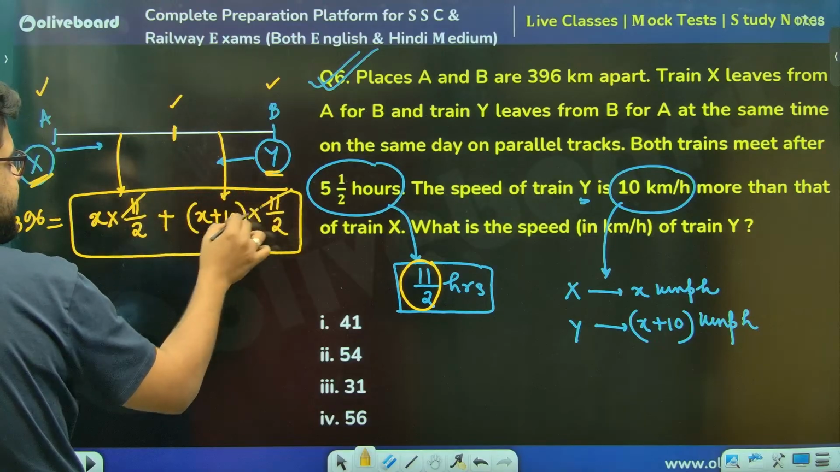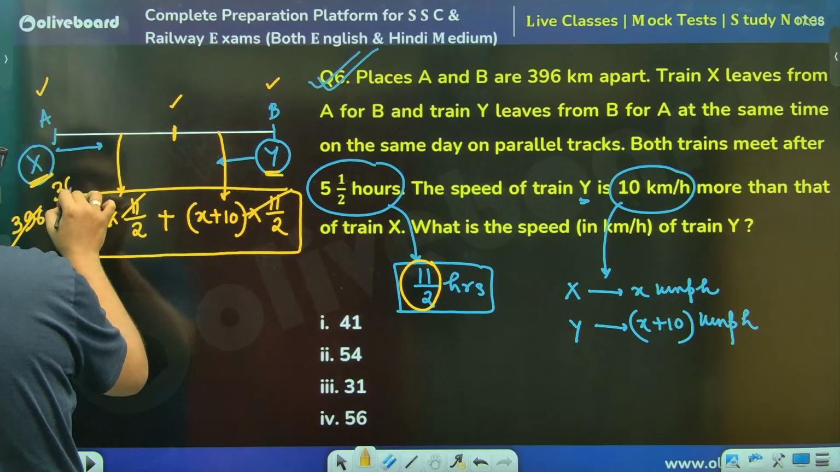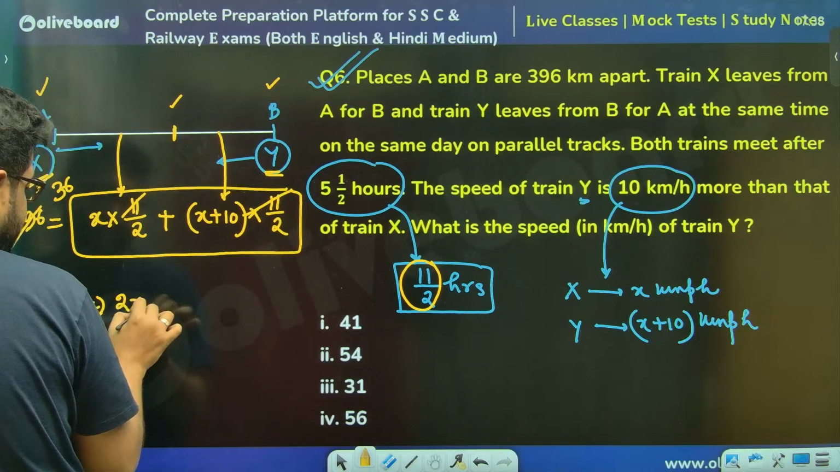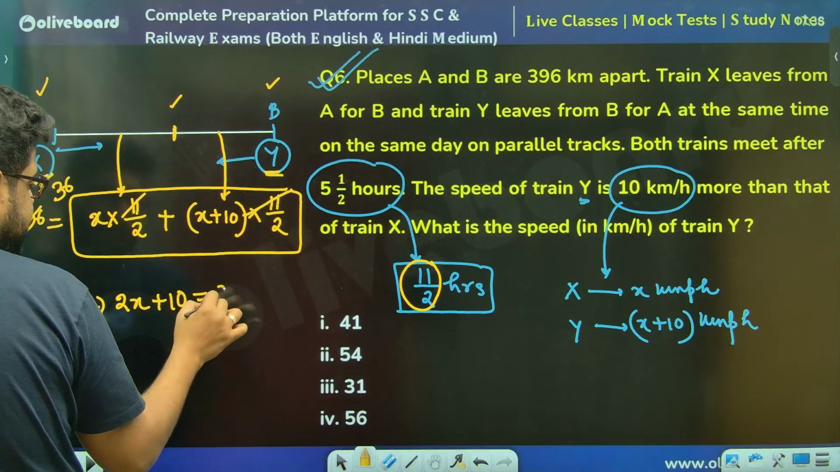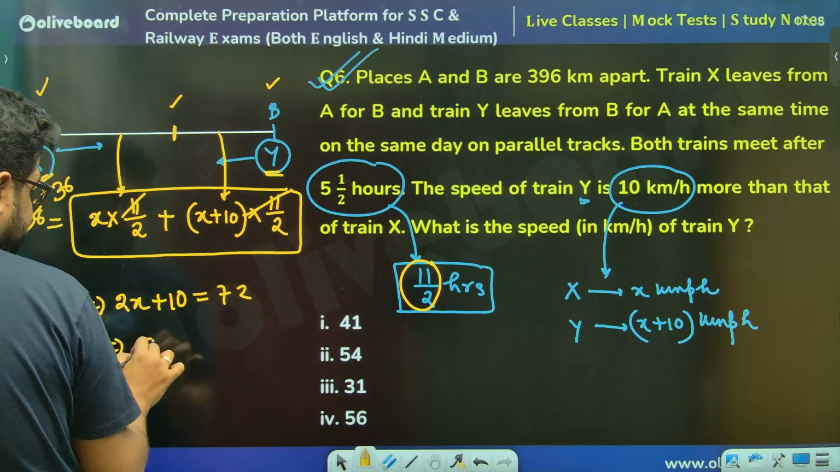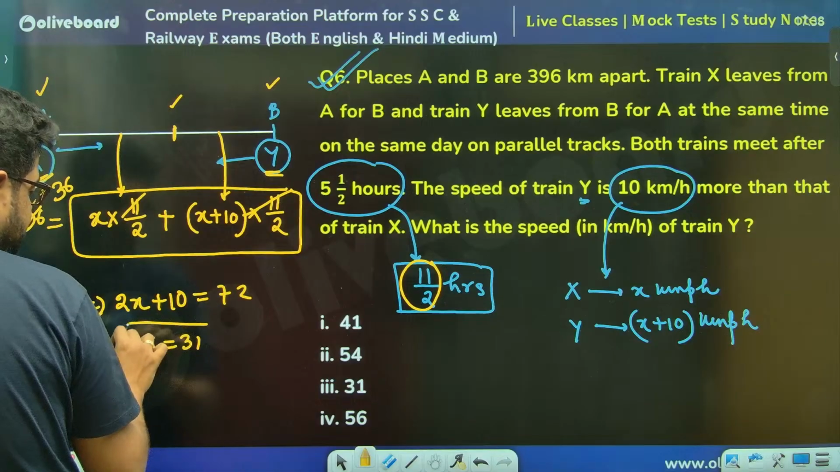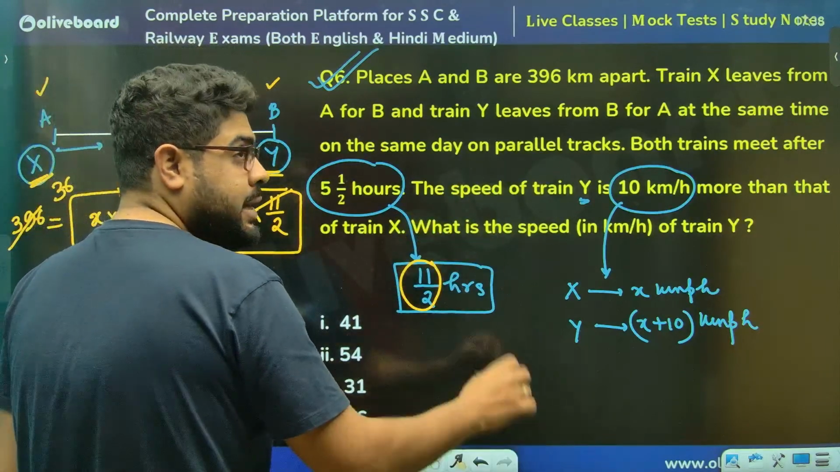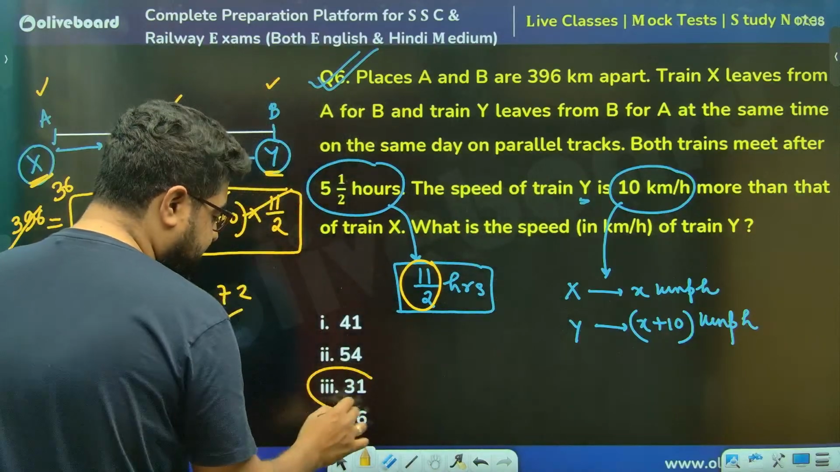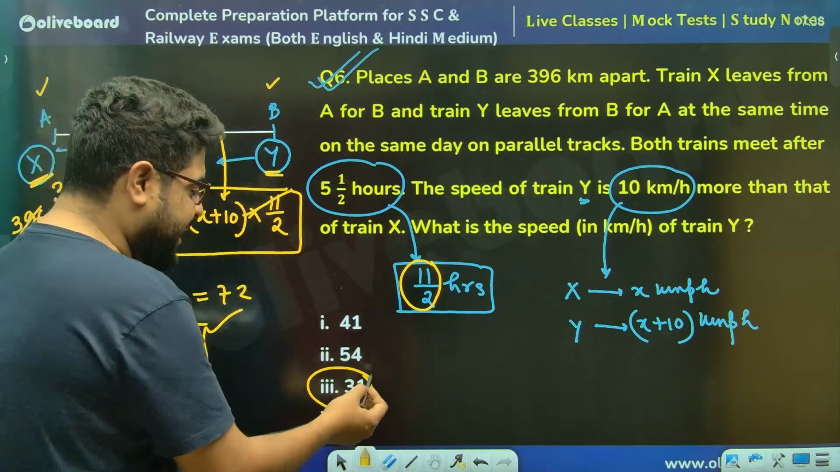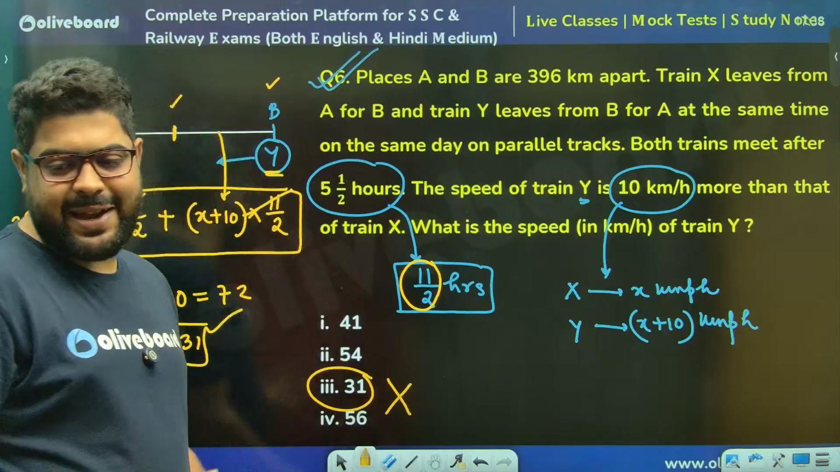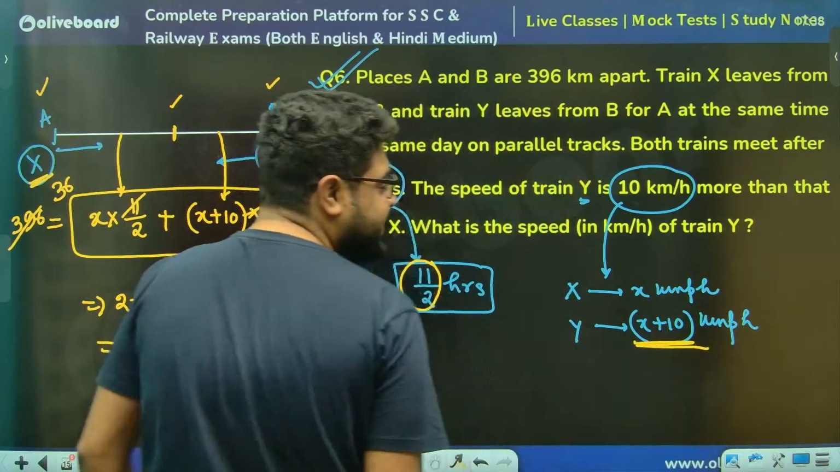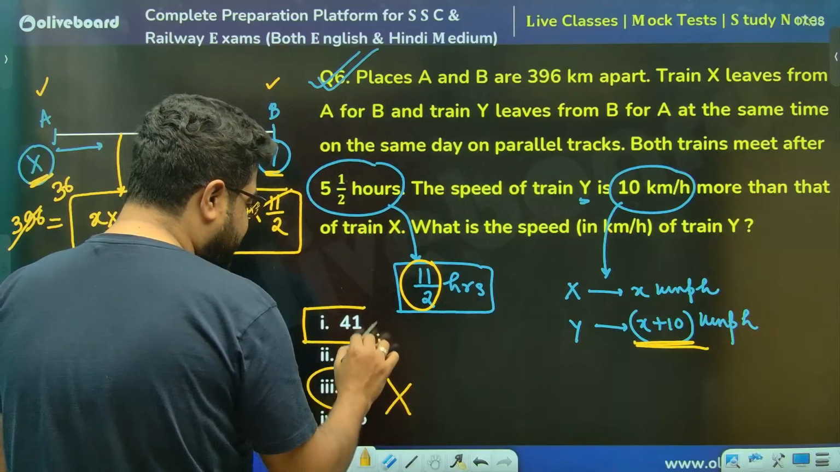Cancel the 11, sir. 11, 3, 6, and 2 will go there. So 2x plus 10 will be 72. So x has the value 31. X will be equal to 31. So what is the speed of train Y? Do not mark 31 by mistake. That will be the silliest mistake that you will make and you will regret it. They asked the speed of Y, that is x plus 10. So my answer will be 41, option number 1, sir.